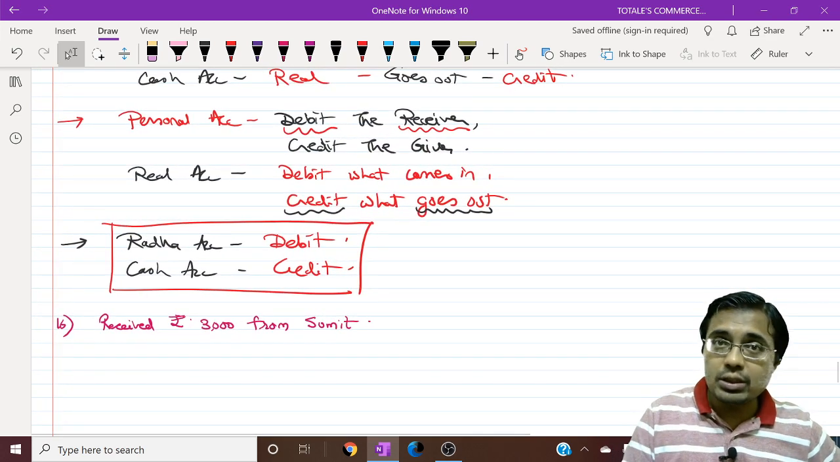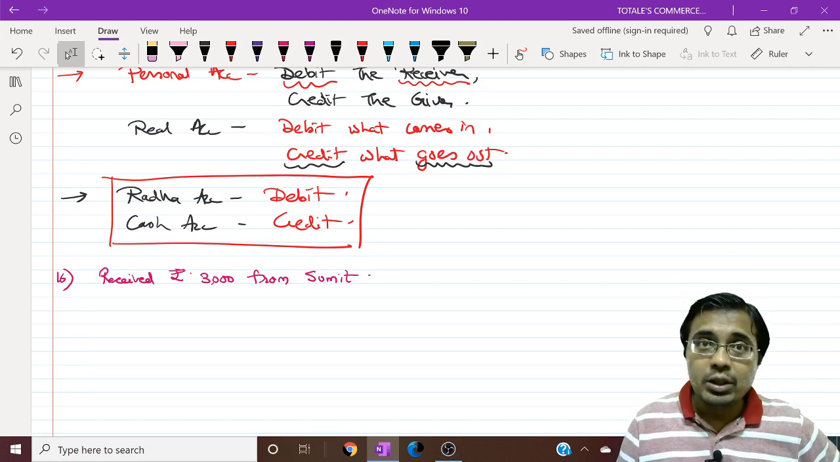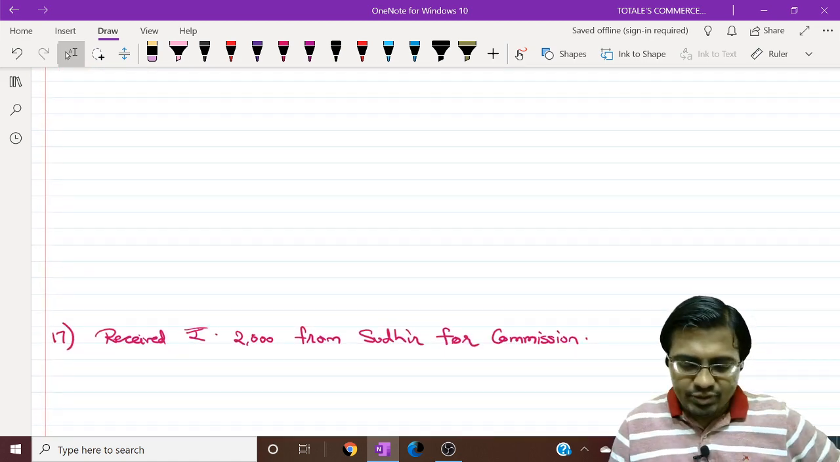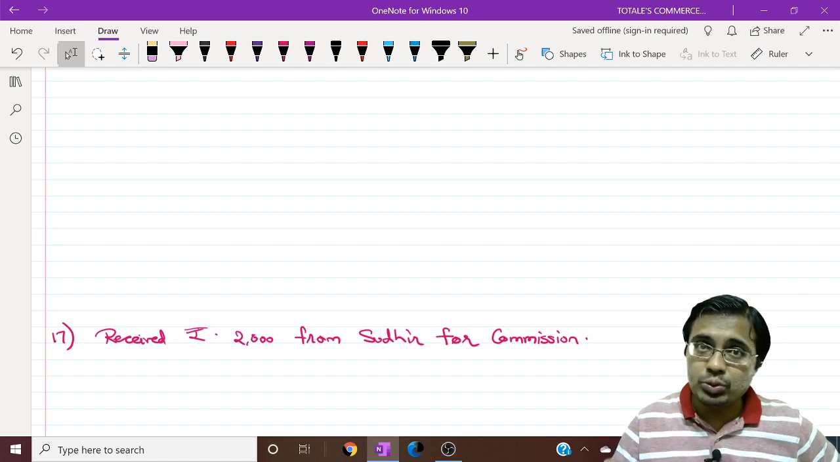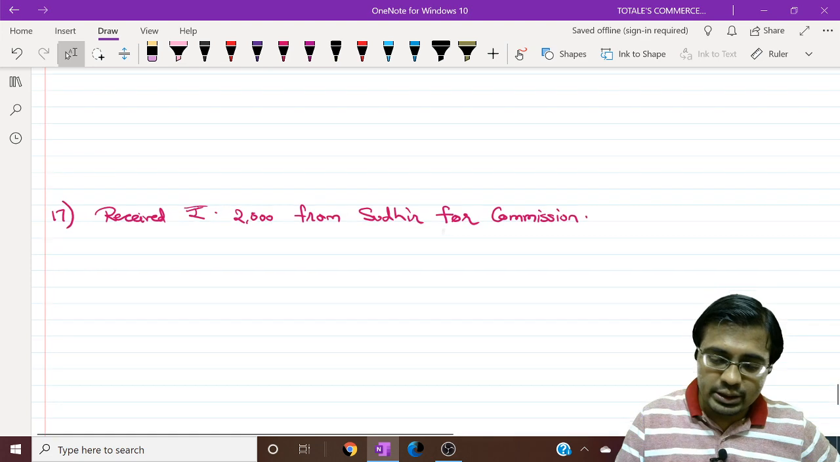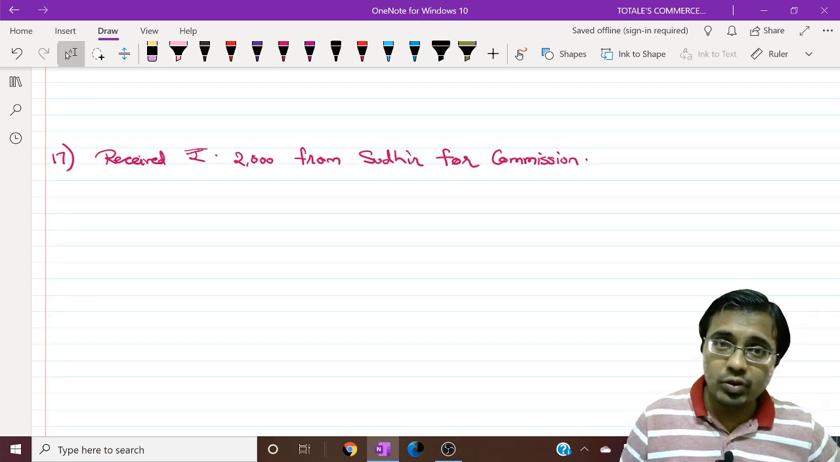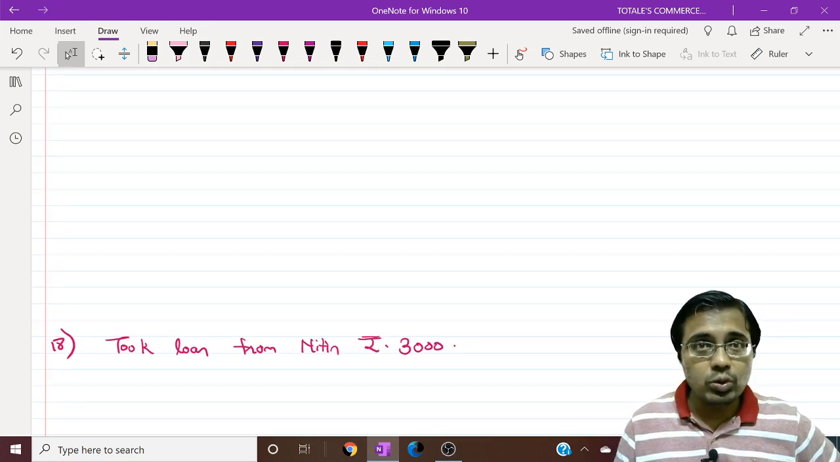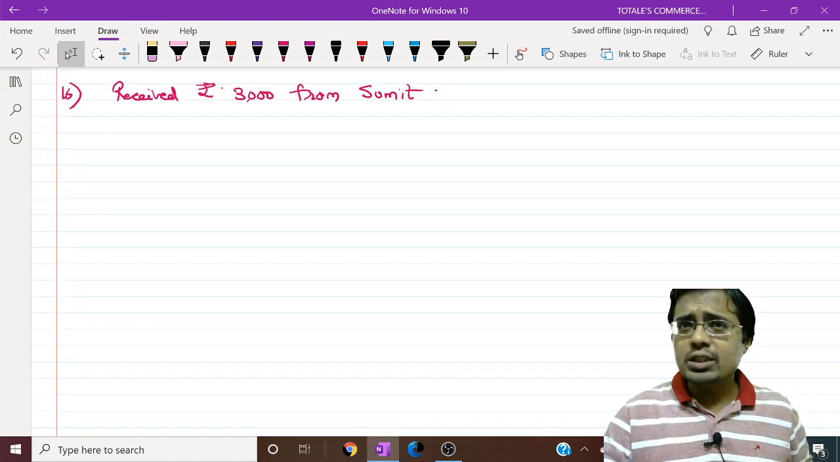The homework is: received rupees 3,000 from Sumit. I want all of you to write it down. Received rupees 3,000 from Sumit. Please write it down. Okay. Next is received rupees 2,000 from Sudhir for commission. So this is the transaction in front of you. And last, took loan from Nitin rupees 3,000. Okay, go through these three transactions. This is your homework for the day.